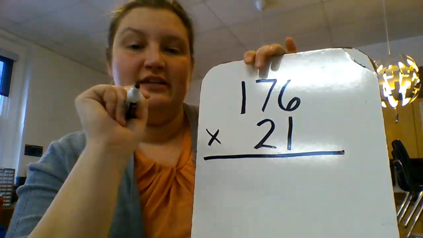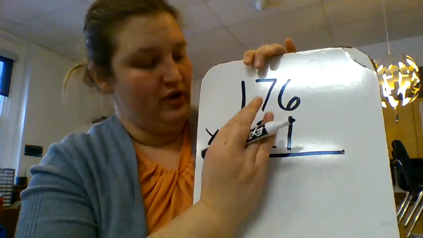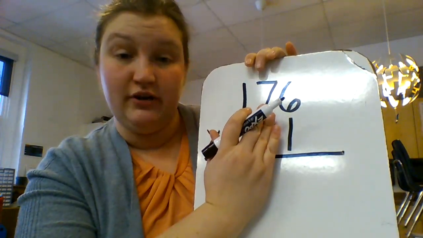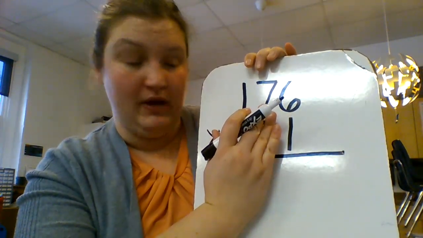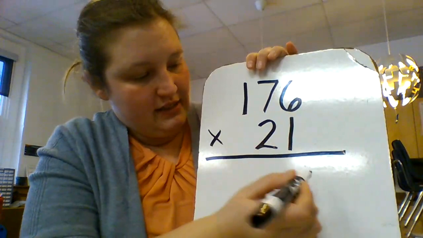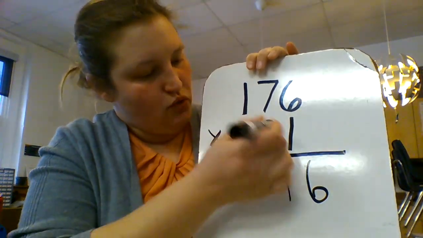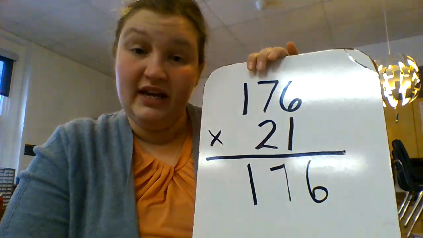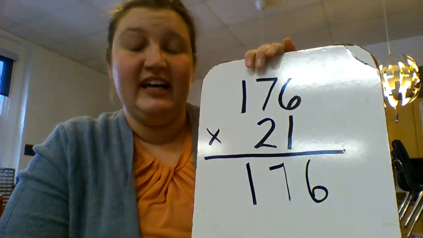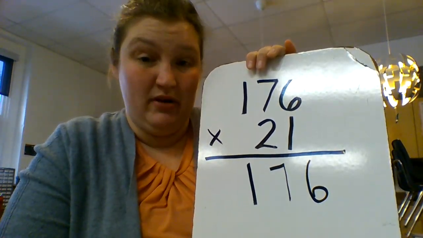The first thing I need to do is multiply like normal. I'm going to pretend this 2 isn't even here right now, and I'm just going to multiply by 1. So 1 times 6 is 6. 1 times 7 is 7. 1 times 1 is 1. Easy enough, right? Okay, here's the most important step.